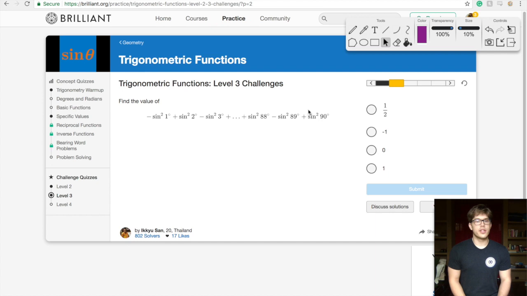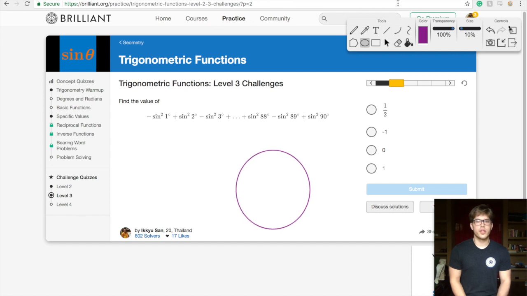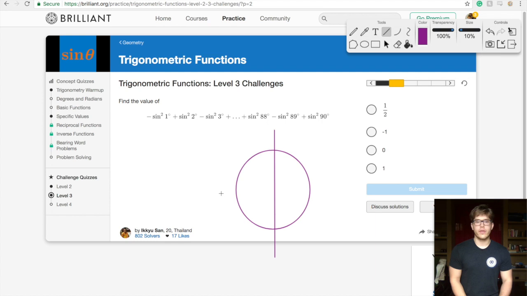All right, so let's think about this. Let's draw a unit circle and think about this for a little bit. We have our unit circle. We're starting here. Let's get the line tool out.